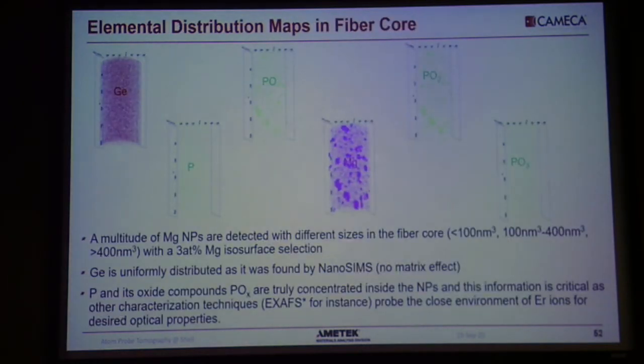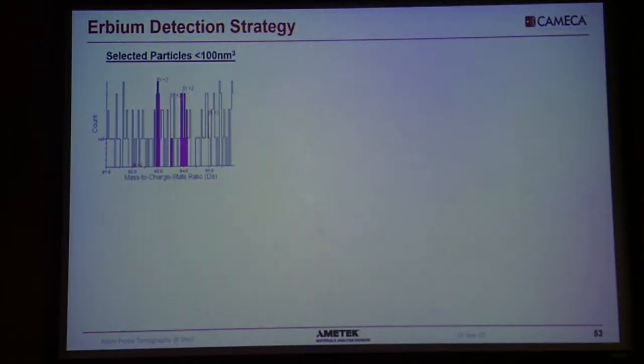For example, here we do have the ion maps, where you have the magnesium, the phosphorus, phosphorus oxide, and so on, and the germanium. The germanium seems to be also homogeneous, as the NanoSIMS has found it. But now we want to have information about the erbium. If you look at the small particles that are less than 100 nanometer cube, there's no way for me to say there's erbium there because it's actually part of the background level. There's no way to differentiate it.